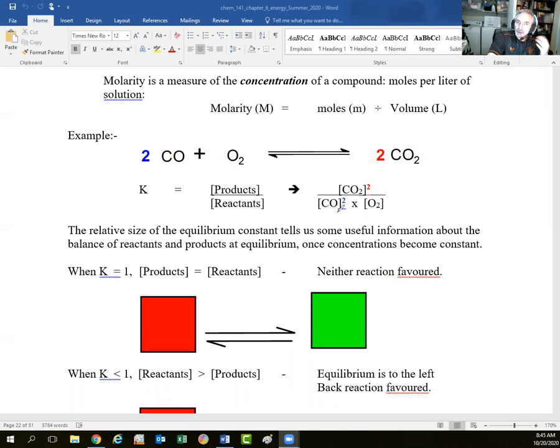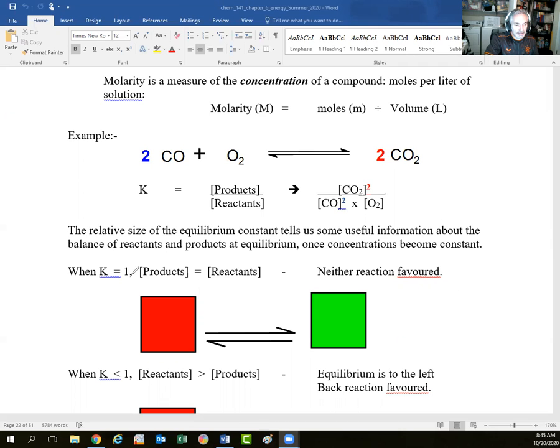We don't include solids when calculating the equilibrium constant, and we don't include water if there's aqueous conditions, because those aqueous conditions mean more water. And so a reaction that produces or uses up water doesn't change the concentration of water in a solution of water.